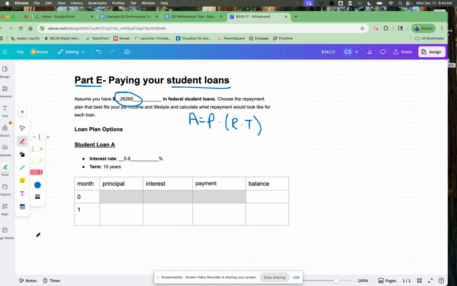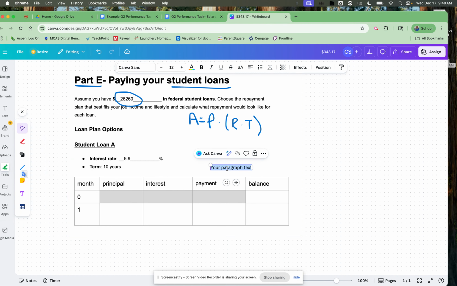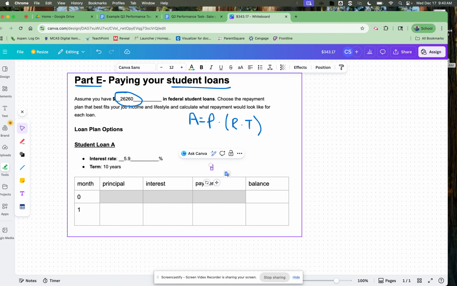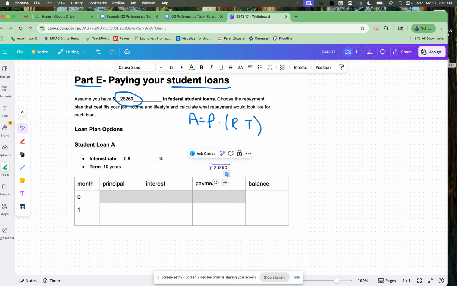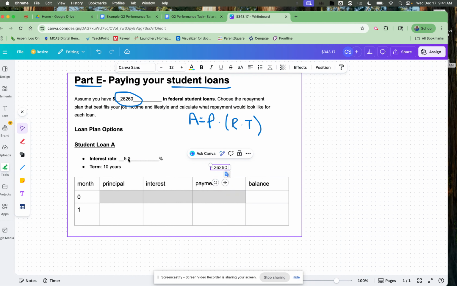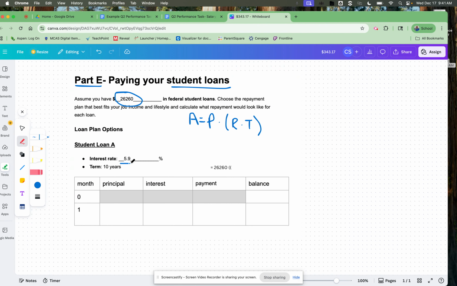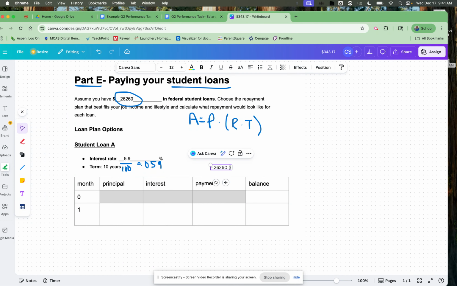So my principal is 26,260, and my rate is right here. It's 5.9%. So I got to turn 5.9 into a decimal. I got to divide 5.9 by 100, and I'm going to get 0.059. So I'm going to put 0.059.